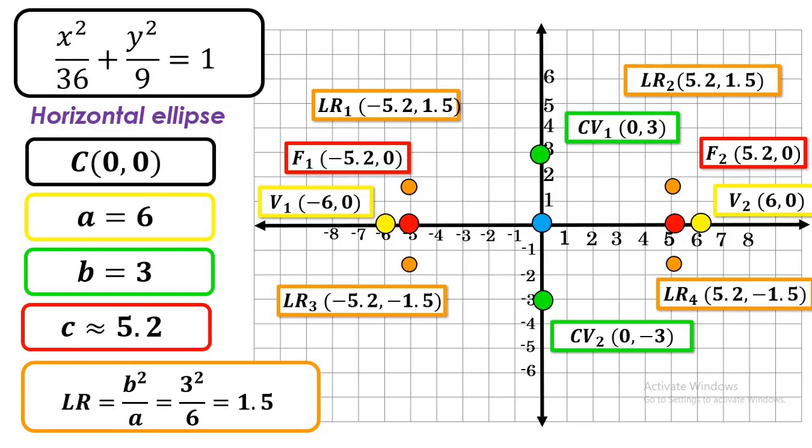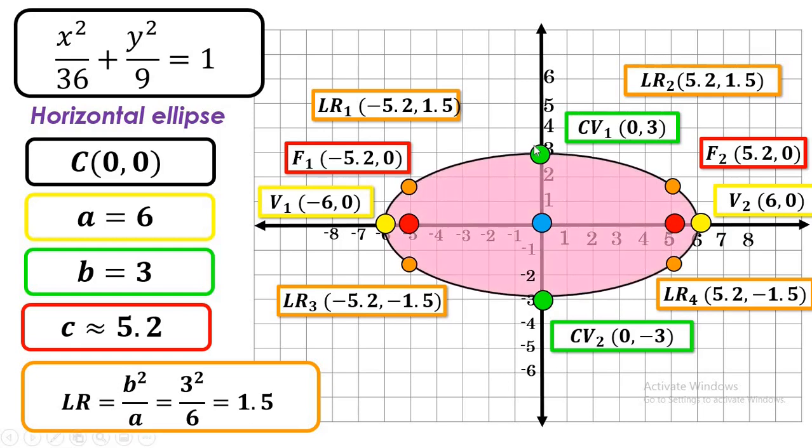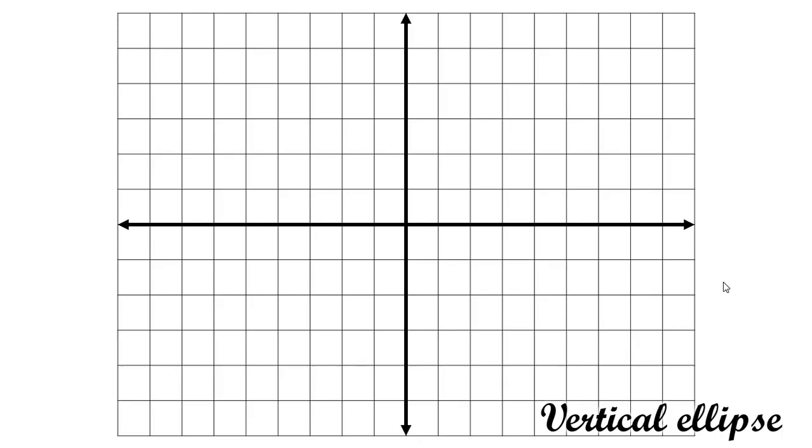Then lastly, connect the vertices, co-vertices, and the endpoints of the latus rectum, so that we'll be able to construct an ellipse. And this is now the graph of x squared over 36 plus y squared over 9 equals 1. Let's now have an example of a vertical ellipse, and we start again with a center. Say for example, it will be plotted here.